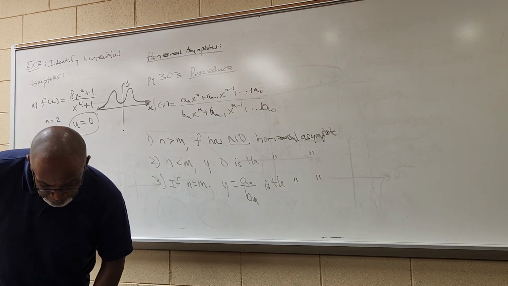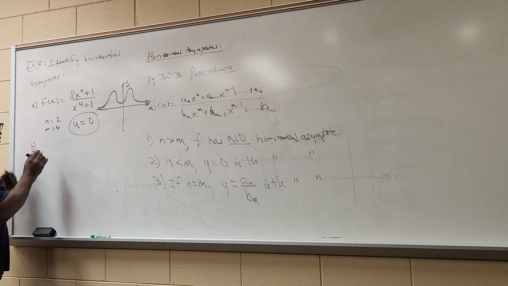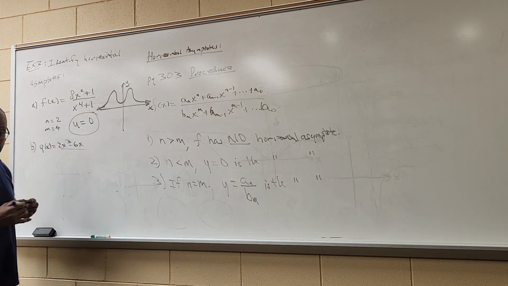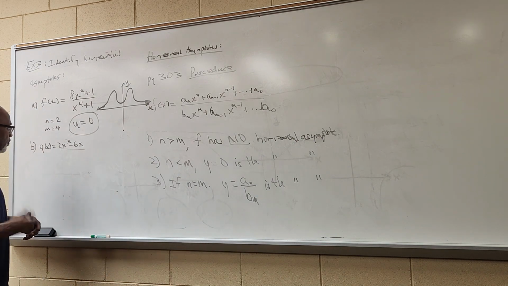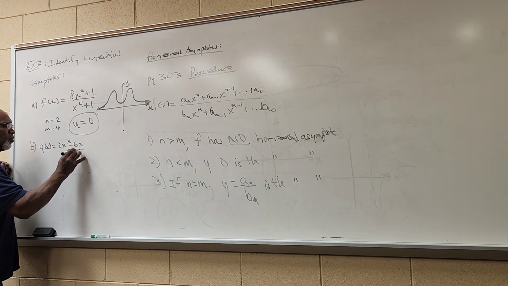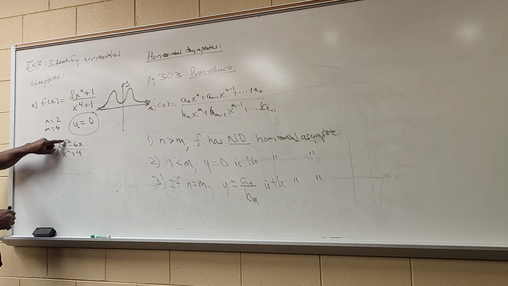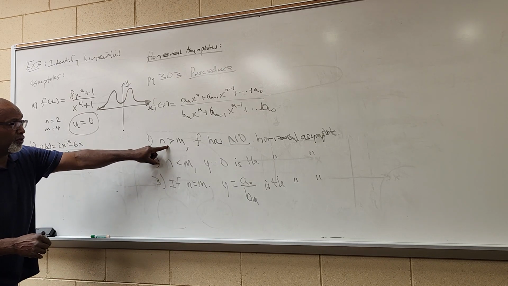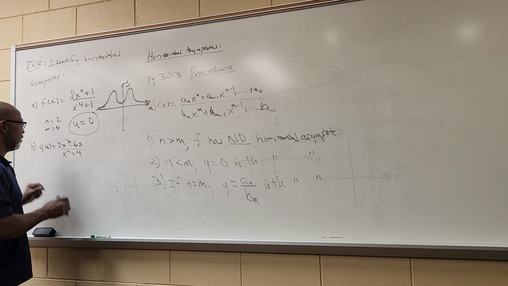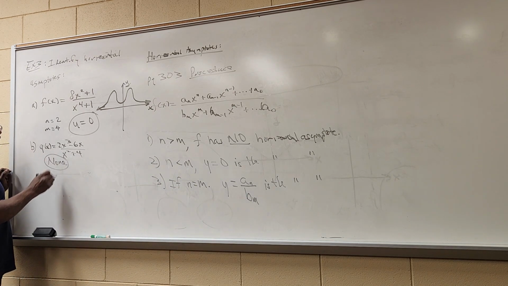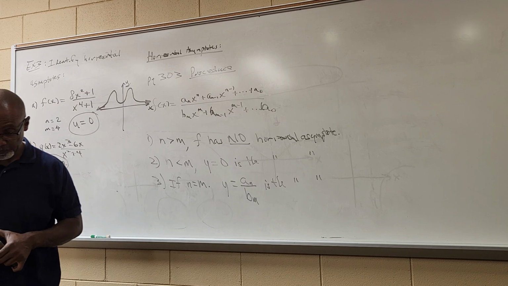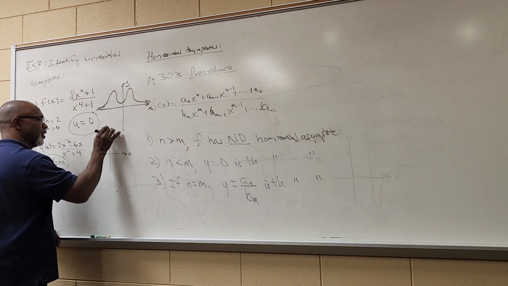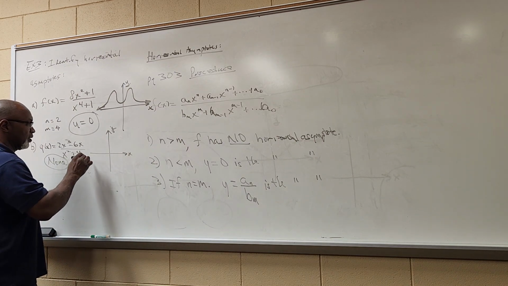Part B says g of x is 2x cubed minus 6x divided by x squared plus 4. So this time the degree in the top is bigger than the degree in the bottom. N is 3, m is 2. Whenever the degree in the top is bigger than the degree in the bottom, there are none. So there are no horizontal asymptotes for this function. The graph of this one, if that's my x and that's my y-axis, this thing does something like this.